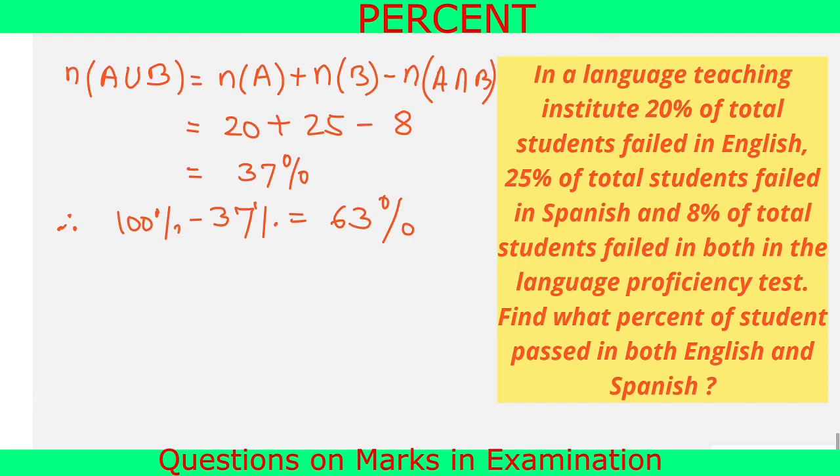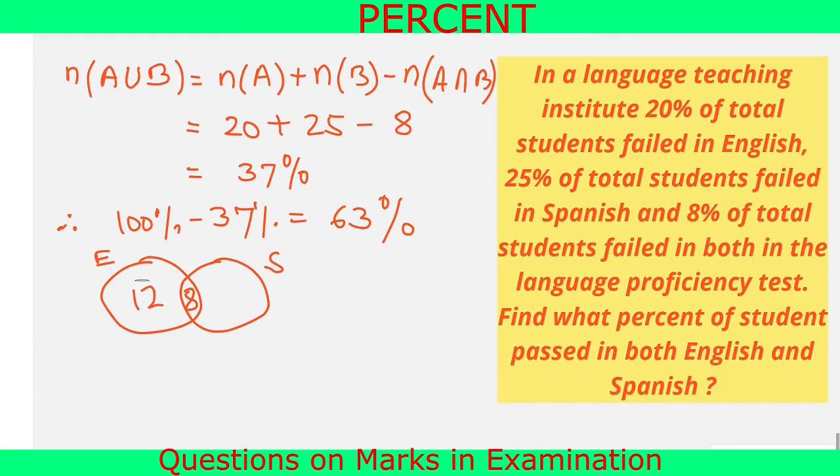Now we solve it by Venn diagram. We put the 8% in the portion which is in both the circles. One circle is for English, I put it as E, and another circle is for Spanish, I put it as S. And 8% failed in both, so it is in the common or intersecting portion. 20% failed in English. So to make 20 in this circle, we have to subtract 8 from 20, that will be 12. 12 plus 8 is 20% in English.